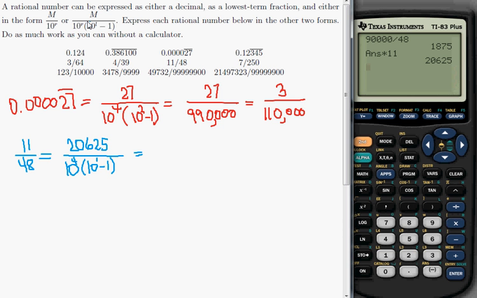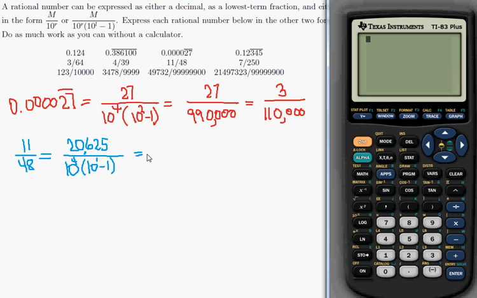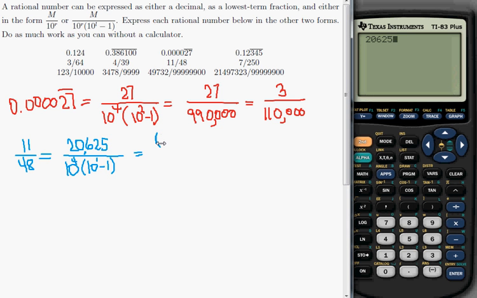And so that expresses it in the second form here, 20,625 over 10 to the fourth times 10 to the first minus 1. So now to convert this to a decimal, without just simply plugging into a calculator, let's write 20,625 as something times 9 plus a remainder, over 90,000.